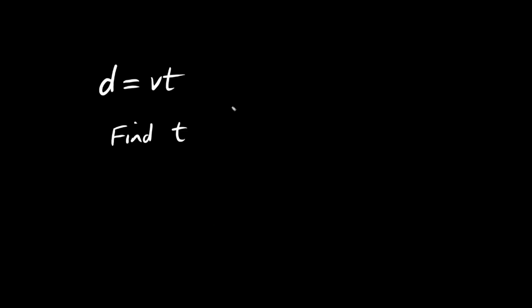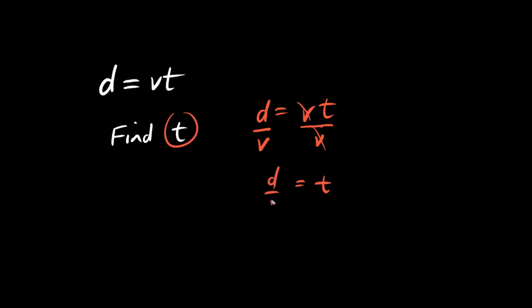Here we have a classic equation, distance equals velocity, or your speed, multiplied by time. How do we solve for t? Let's divide both sides by v. So here we divide by v, and here we divide by v. And these v's cancel. So t equals d over v. Time equals distance over velocity.